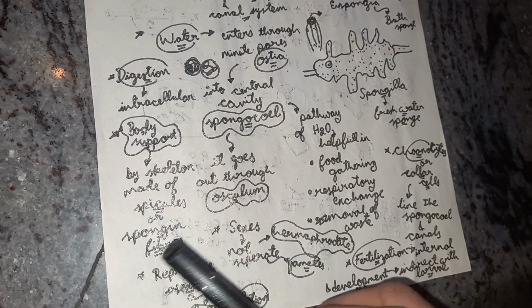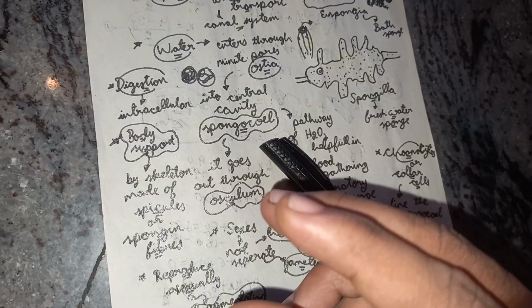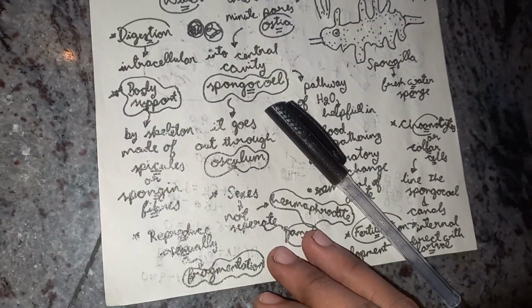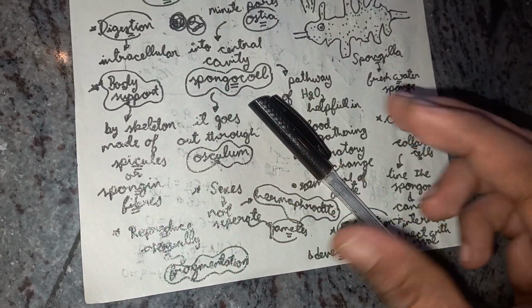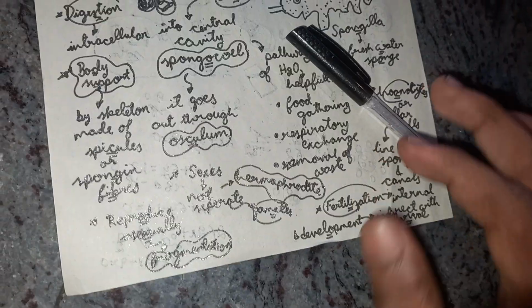They have spicules or spongin fibers. Those spongin fibers form support to the body, exactly how bone gives support to our body and cellulose gives support to plants. These are about the sponges.